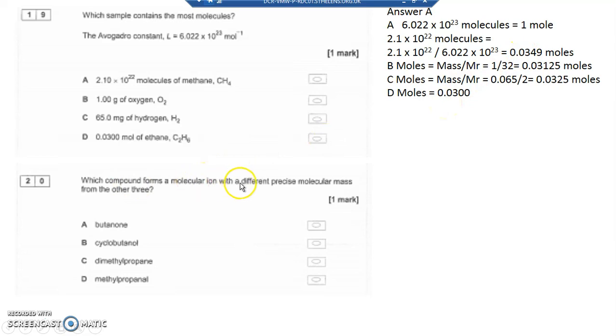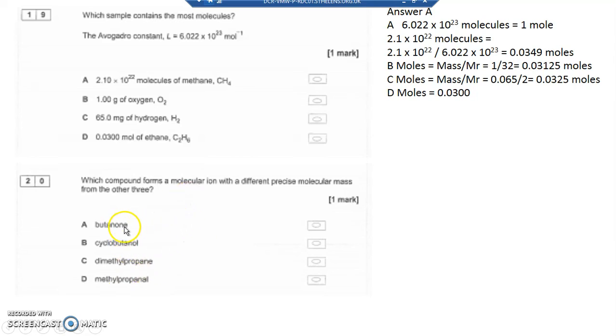Which compound forms a molecular ion with a different precise molecular mass from the other 3? Well, in a mass spectrometer, you take the atom, the particle, and you remove an electron from it with something called an electron gun, and that forms a molecular ion. In other words, it's the molecule that's got a plus charge on it. It's had an electron removed from it. And then you can measure the mass of that ion. So it's saying if each of these were made into plus ions, and the mass of each of these molecules were measured in a mass spectrometer, which would be the largest.